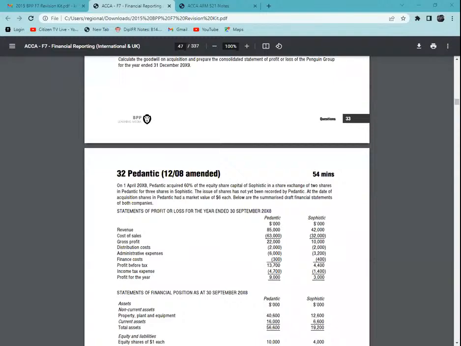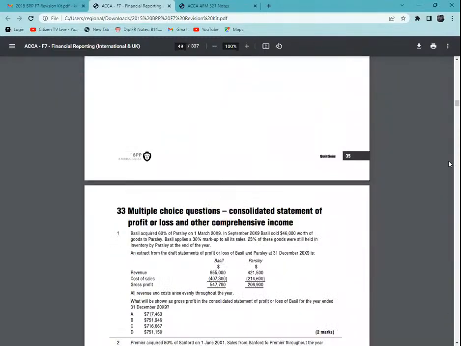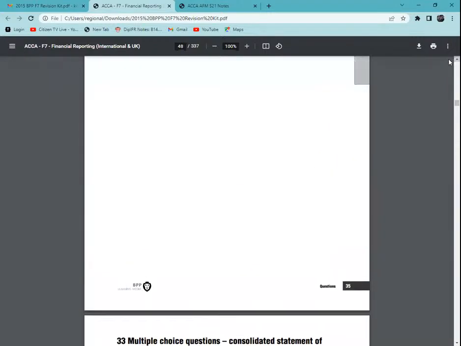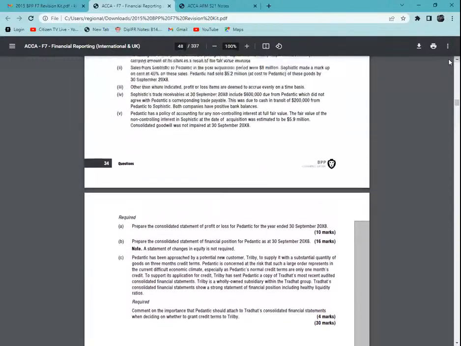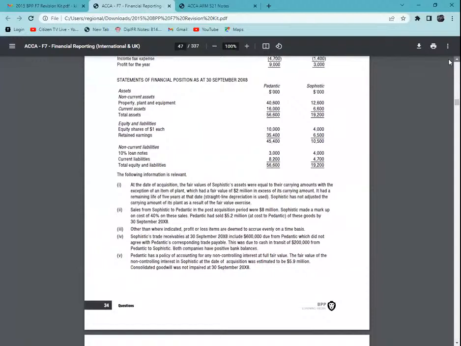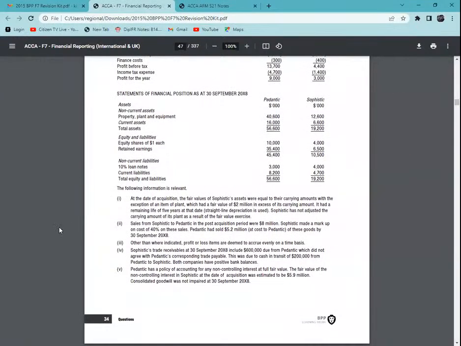Please go to the balance sheet of Sophistic, and then you tell us the number of shares that Sophistic has. The number of shares, I can see these very first. To get number of shares, we normally take the share capital divided by par value.